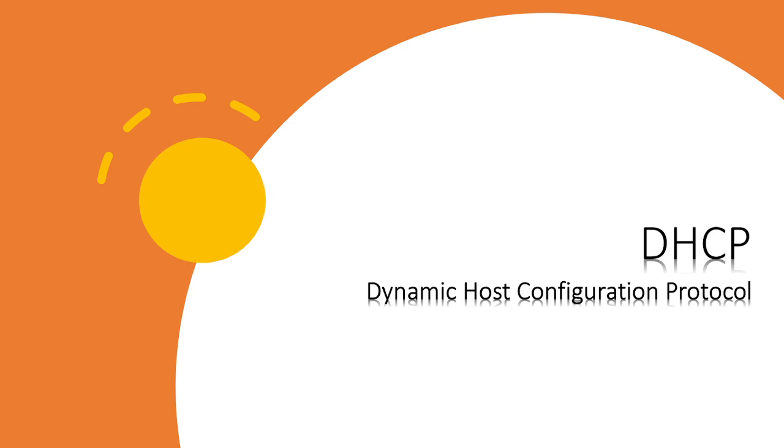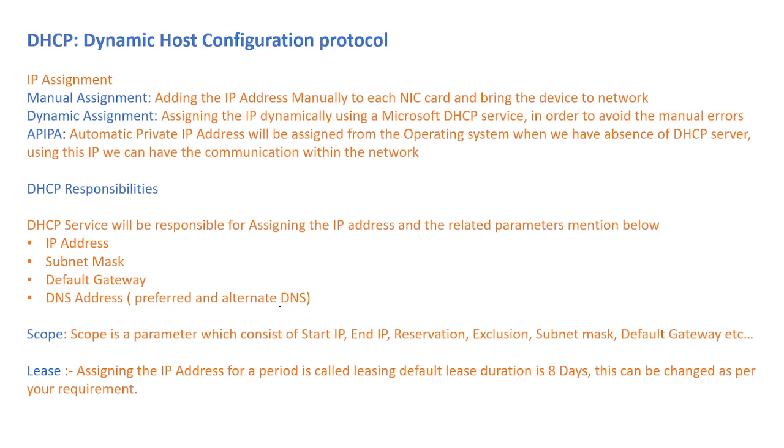Today we are going to talk about the DHCP. DHCP is nothing but Dynamic Host Configuration Protocol. This is one of the important protocols which comes under networking, a widely used protocol. This Dynamic Host Configuration Protocol is used to assign the IP address automatically or dynamically to the computers which are available over the network.